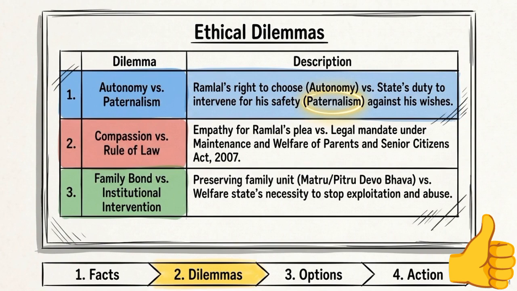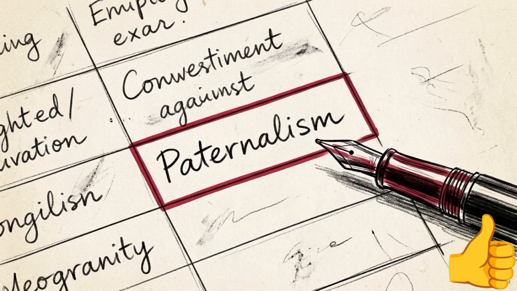Next, we map the emotional reality against the statute book. The victim's vulnerability requires compassion, but the Senior Citizens Act mandates specific legal procedures, the role of law. Finally, we note the social friction. There is a desire to keep the family unit intact, weighed against the necessity of institutional intervention to stop ongoing abuse. Using precise vocabulary like paternalism inside a structured table shows you understand the academic ethics behind the human tragedy.